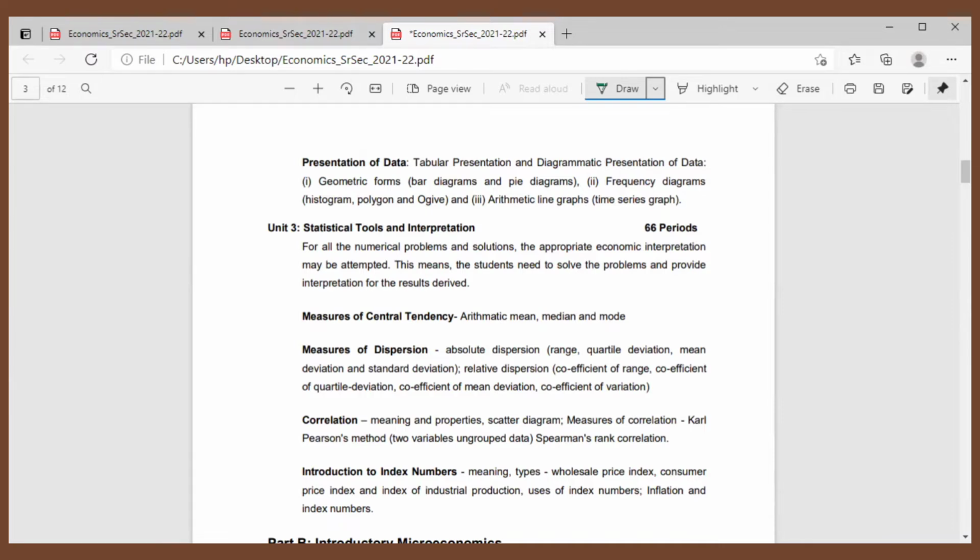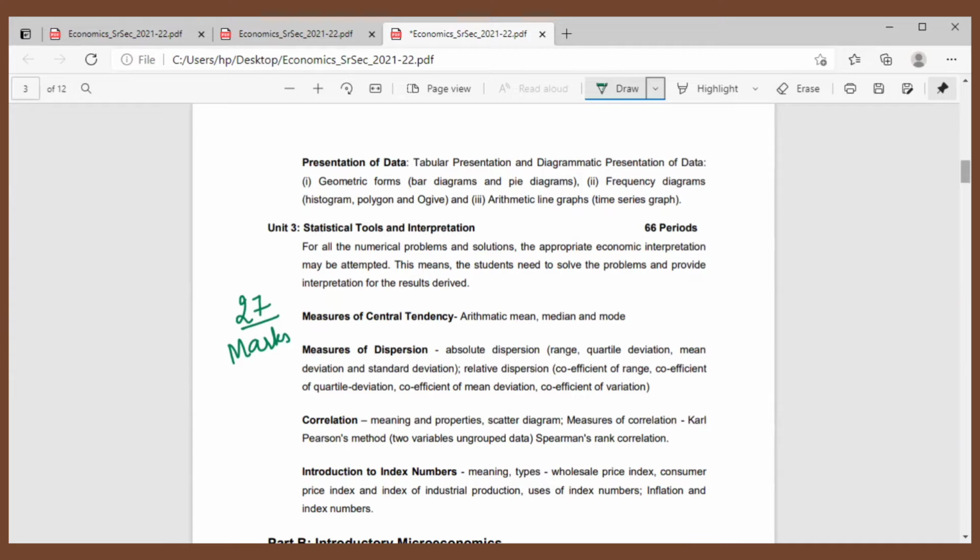Then we have unit 3, that is statistical tools and interpretation, which includes topics that you have done in earlier classes also, like arithmetic mean, median, and mode. Then measures of dispersion are there, which include absolute and relative measures of dispersion. Then we have correlation, a new topic, and index number, a new topic for you. The weightage of this unit is 23 marks. Unit 3 is of 27 marks. It's not 23, it is 27 marks. So the weightage of this unit is 27.